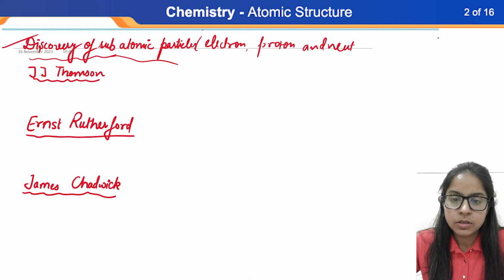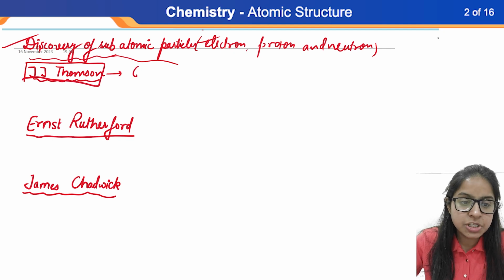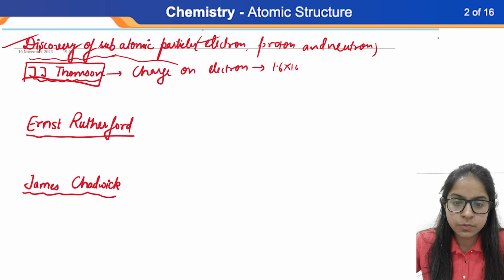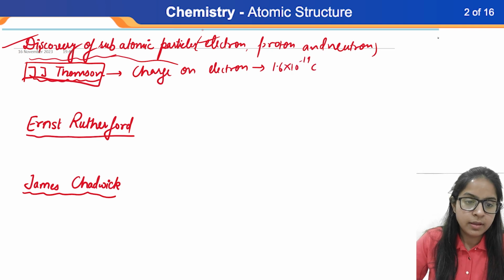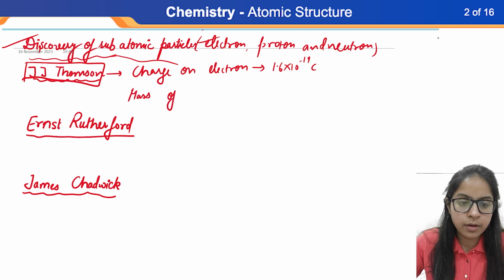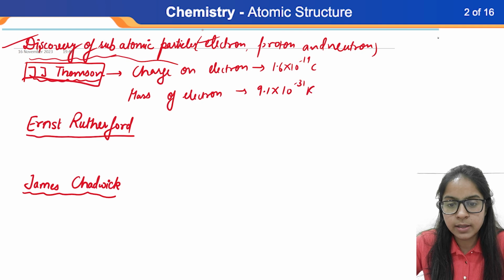Okay, so who discovered the electron? Electron was discovered by J.J. Thomson. And what is the charge on electron? Charge on electron is 1.6 times 10 raised to power minus 19 coulomb. Now, what is the mass of electron? Mass of electron is 9.1 times 10 raised to power minus 31 kilogram.